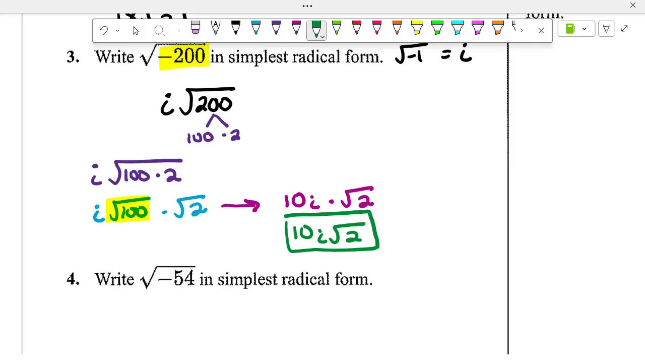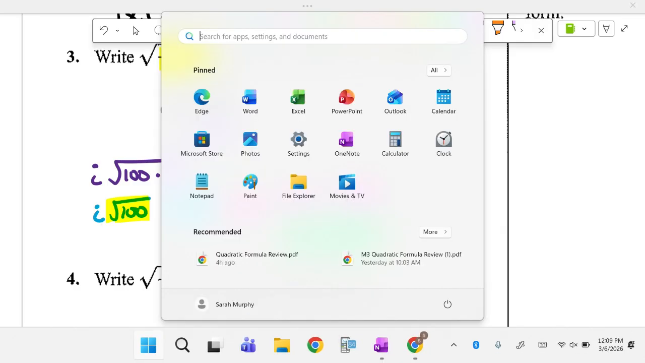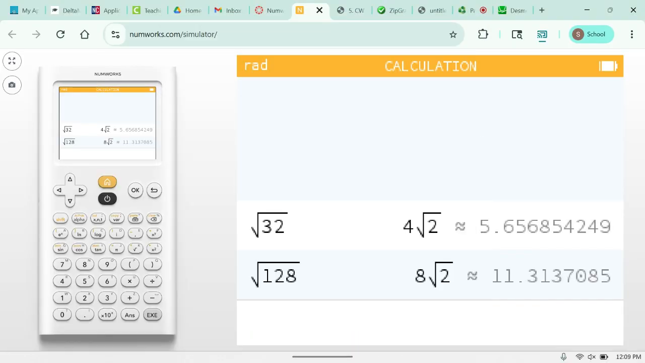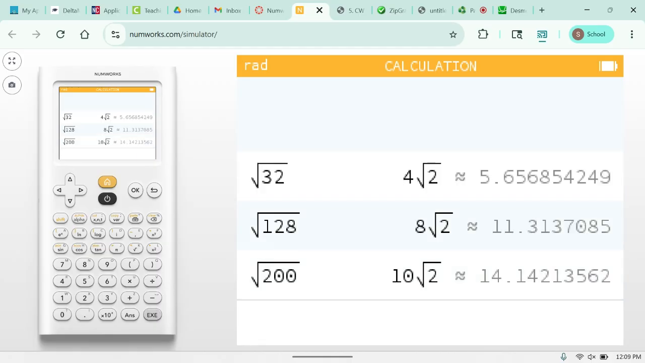All right. Now, let's just make sure that we did the square root of 200 correctly. So I'm going to put it in my NumWorks just to check. So I'm going to type in the square root of 200. Now, if you type in negative 200, this will not give you the i. All right? So just know that with negatives, you got to take the i out. We got 10 square root 2, and then we just had to include the i. All right? Calculators cannot calculate imaginary numbers. You got to do that stuff by hand.